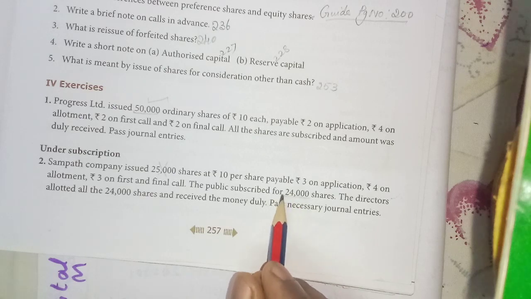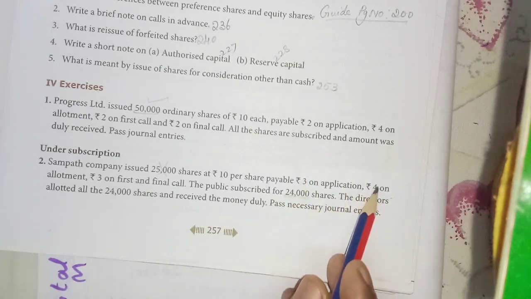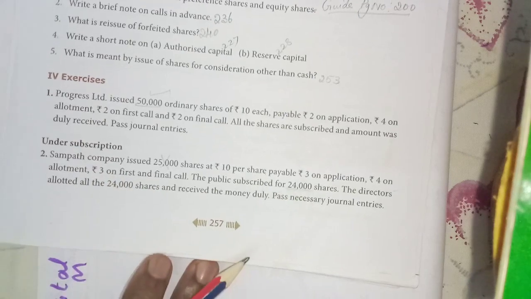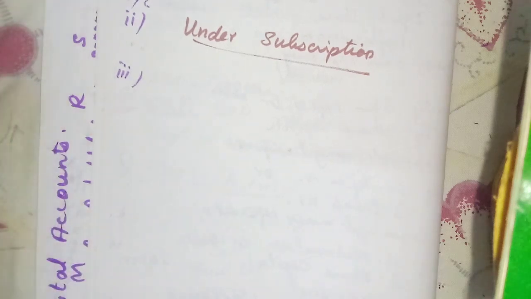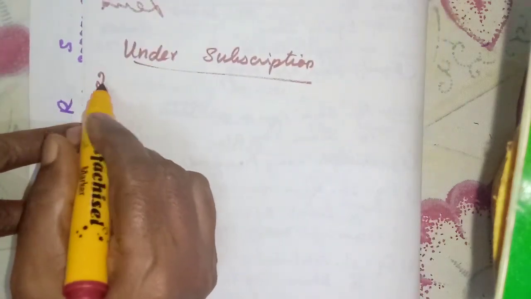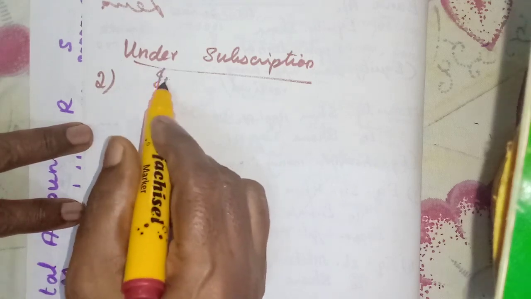So for application 24,000 into 3. Then for allotment 24,000 into 4. First and final call 24,000 into 3. Okay, that you have to remember. Now we will prepare the journal entries. So first write the number. Number 2, journal entries, first in the books of Sambat.